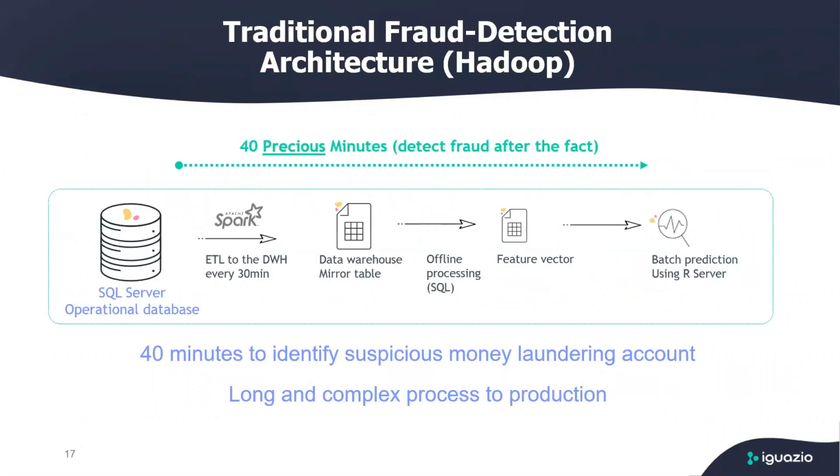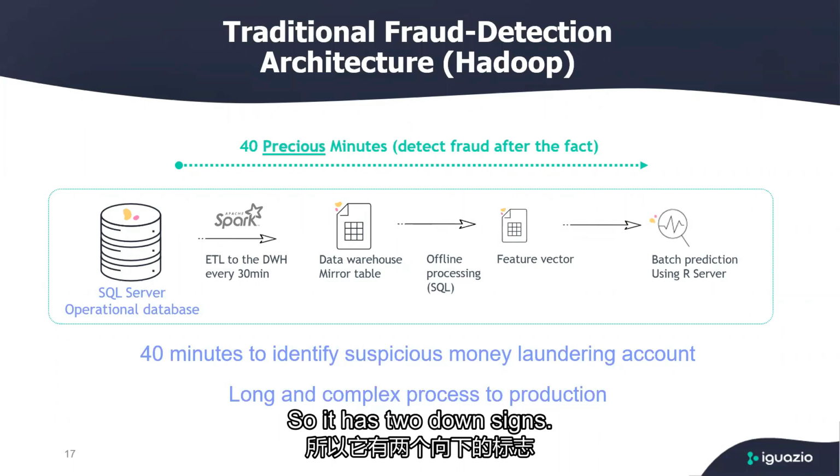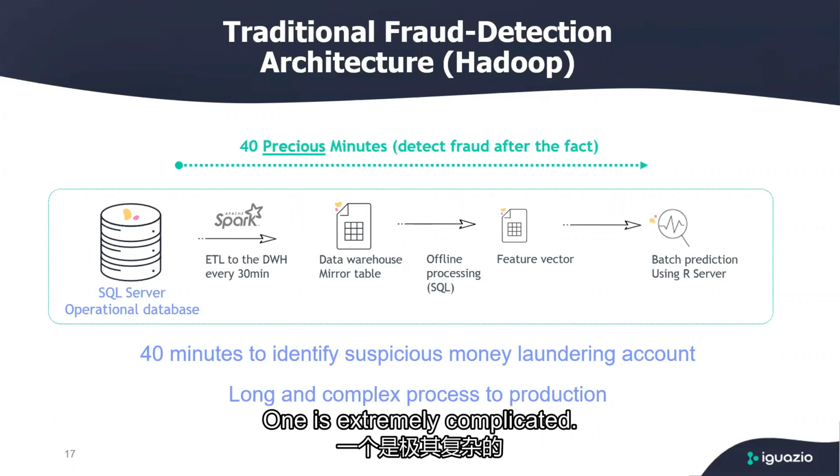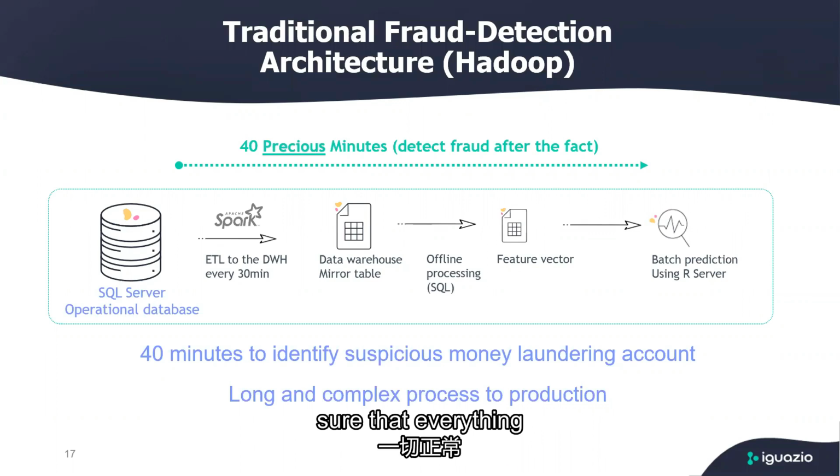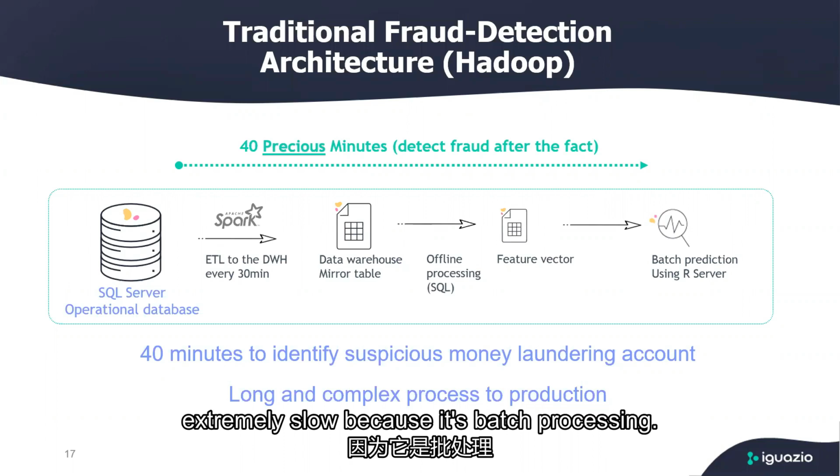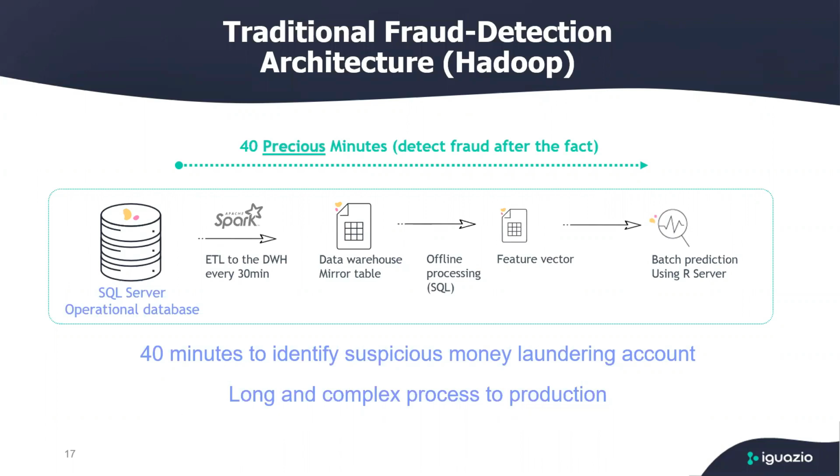So one example of one of the customers that we have, there's a nice use case around it, is working traditionally with Hadoop, running a SQL server and doing ETLs periodically, and then using some R server to do the prediction. Because everything is very batch oriented and very Hadoop, it has two downsides. One is extremely complicated, a lot of engineering efforts to make sure that everything works. The second is extremely slow because it's batch processing.